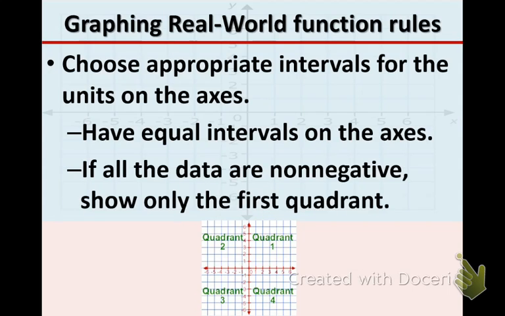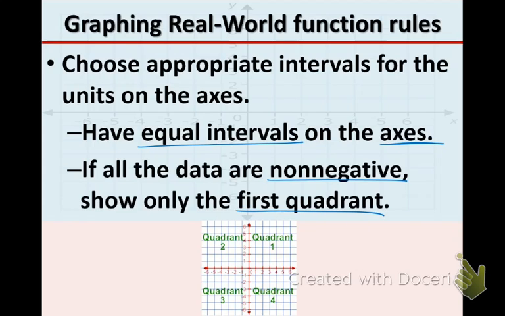When we graph real-world functions, we need to have several things taken into consideration. First of all, we need to choose appropriate intervals for the units on our axes, which just means going up by 1, 2, 5, 15, 20, something like that, depending on the situation. And we need to make sure that our intervals are equal to each other. So have equal intervals on the axes, the x and y axis. Axes just means plural. And also, if all the data is non-negative, which means not negative, 0, or positive numbers, you only need to show the first quadrant.